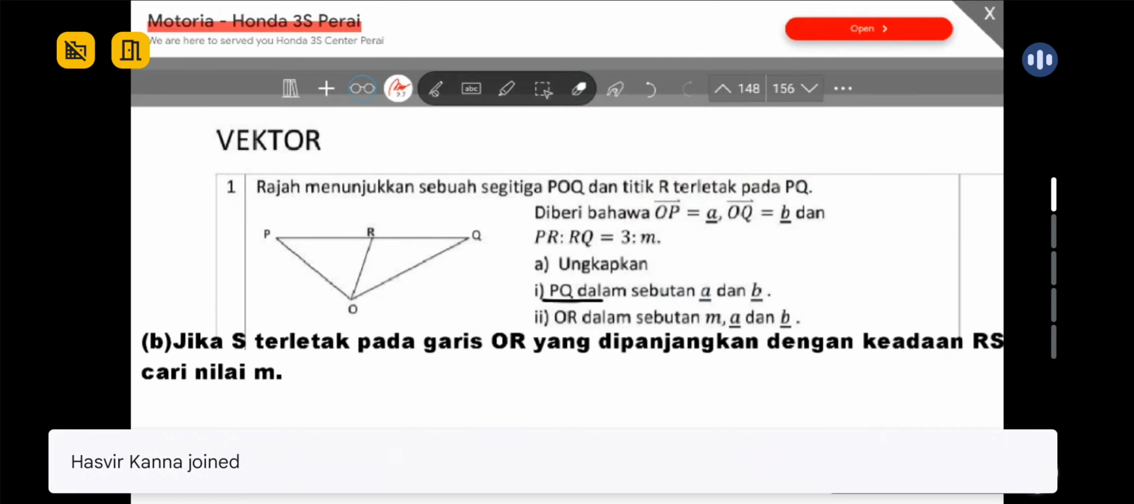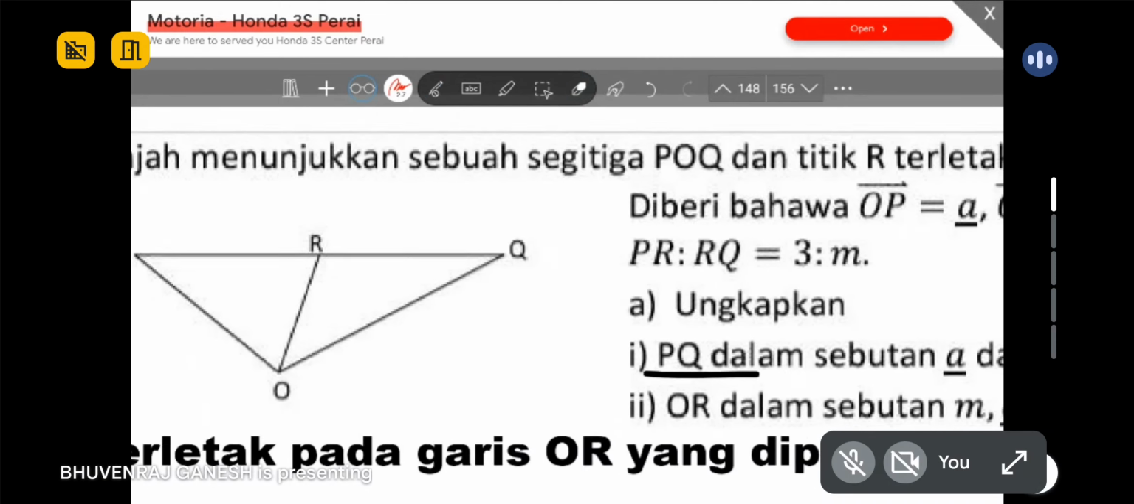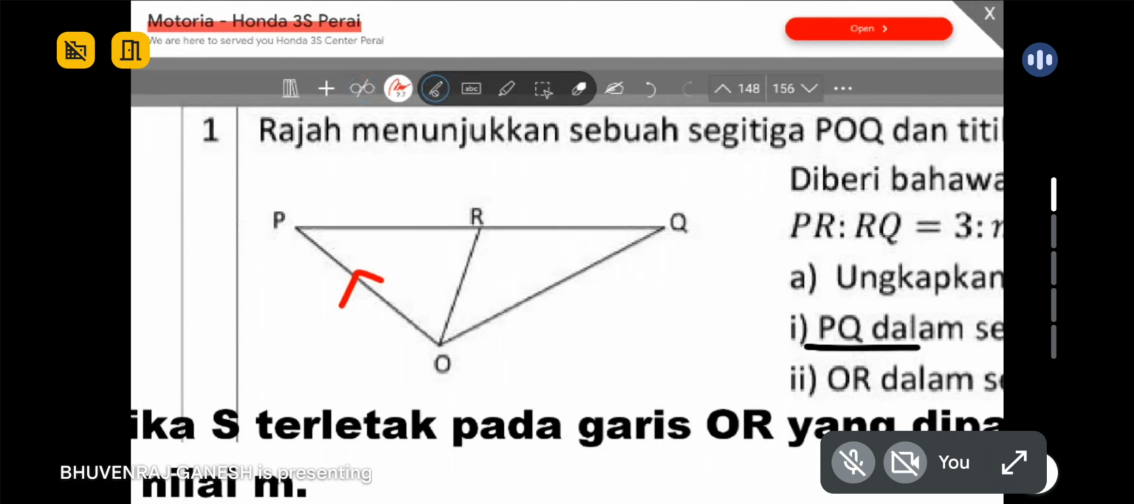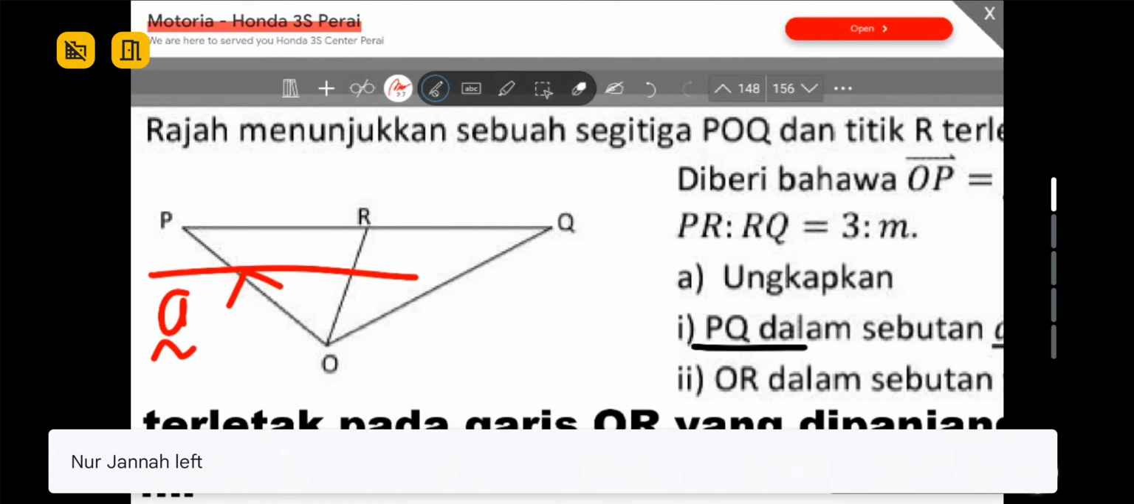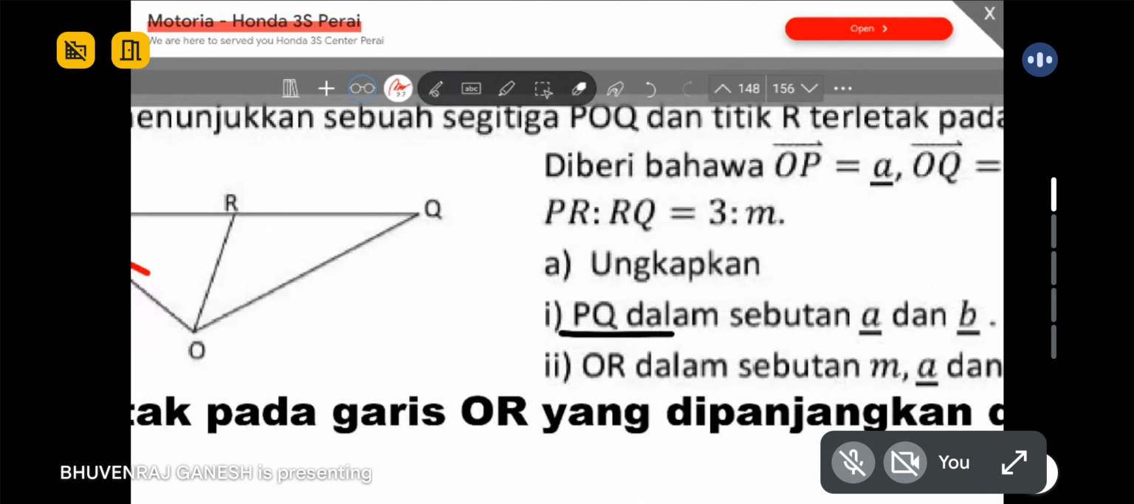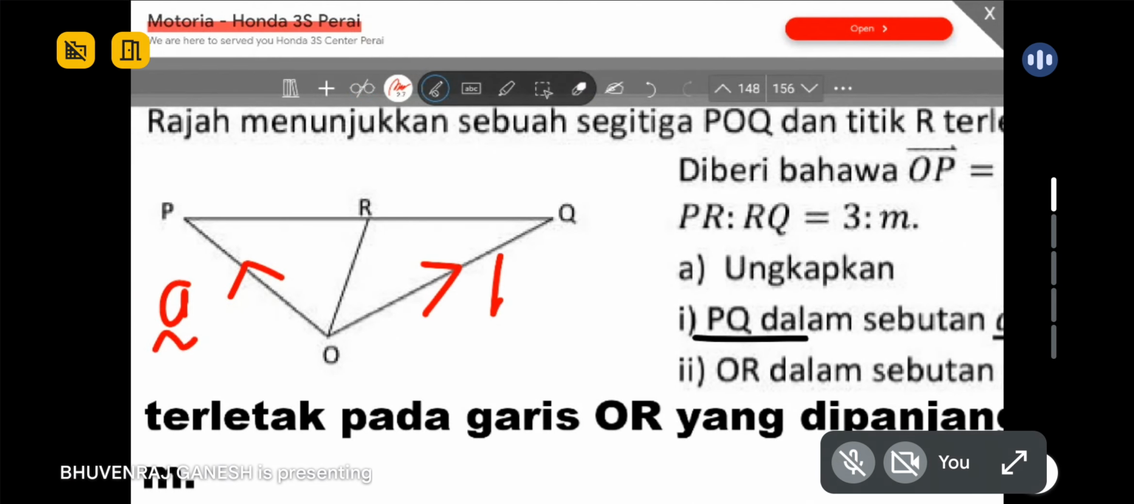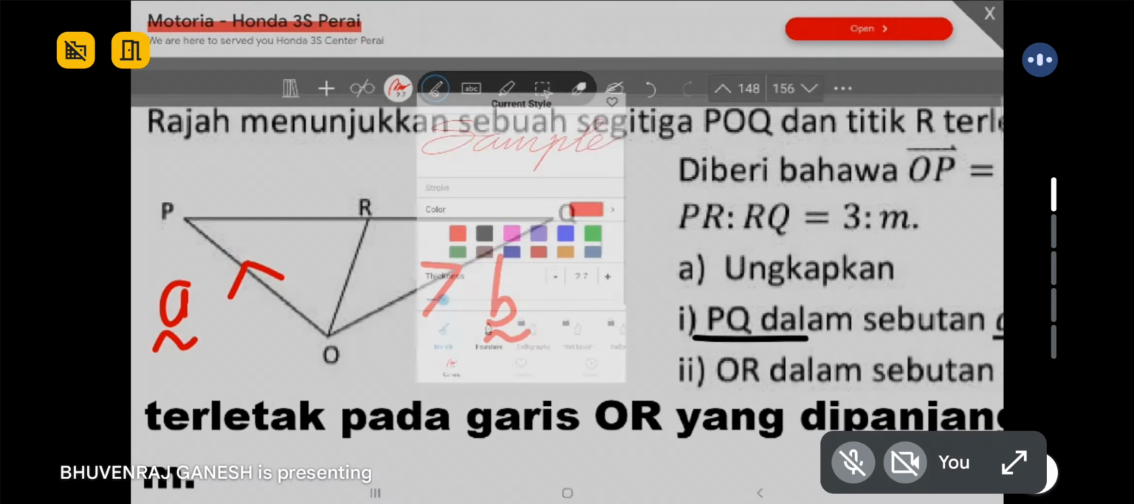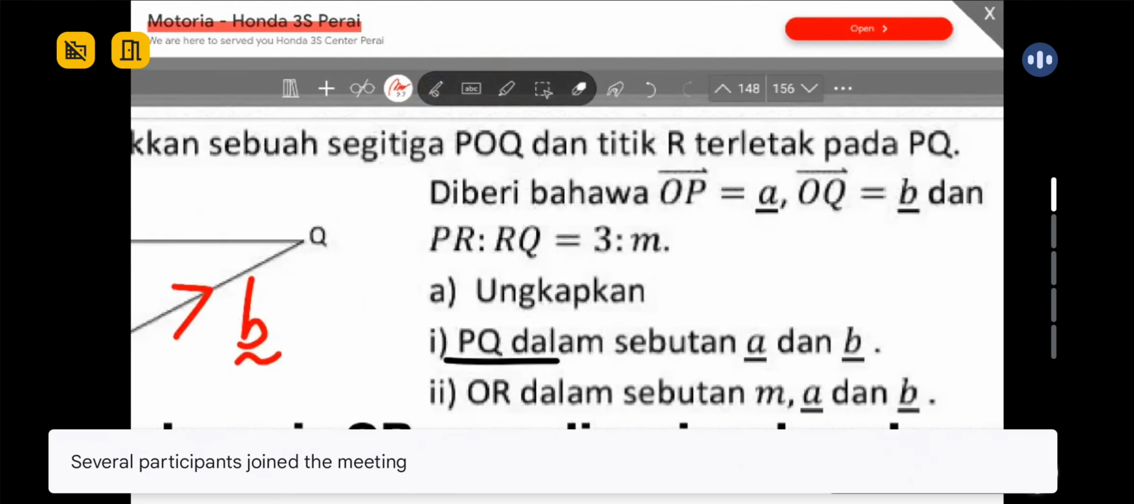Okay, so OP equal to A. So you guys just follow the statement. OP equal A, so over here I label A. And then next one, what else? Next one, they say OQ equal to B. So you label OQ is equal to B. And then next, PR to RQ, 3 to M.